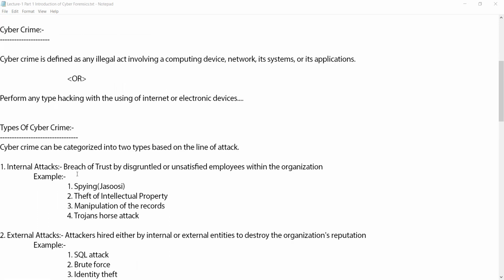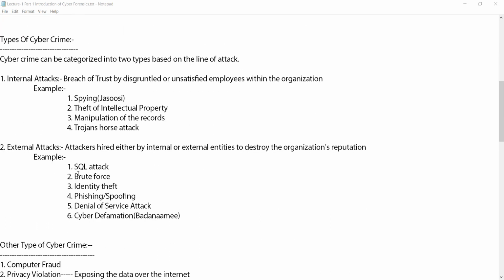The first type of cyber crime is called internal attacks, and the second type is called external cyber crimes. The internal type of cyber crime basically involves a breach of trust by an unsatisfied employee within the organization. Any employee who breaks the trust of the organization, and is unsatisfied with the policies of the organization.